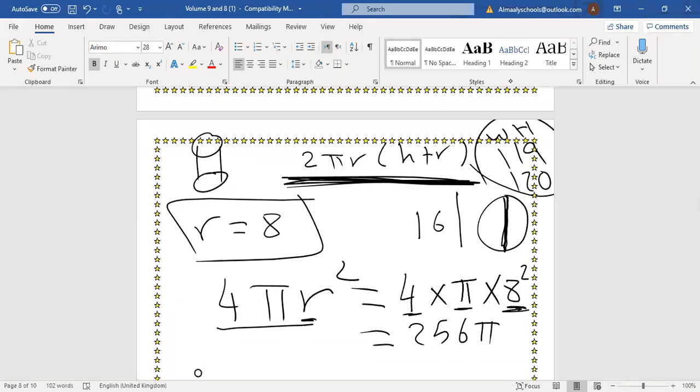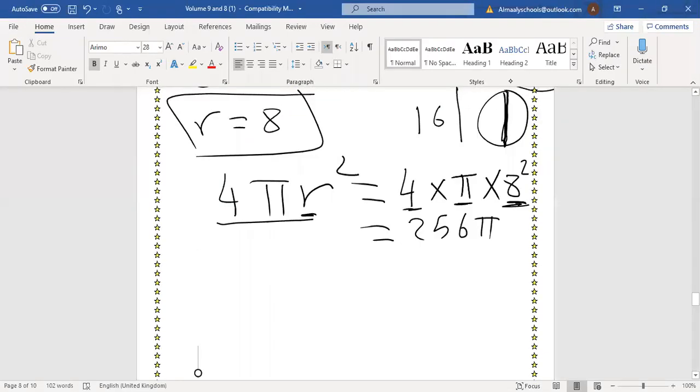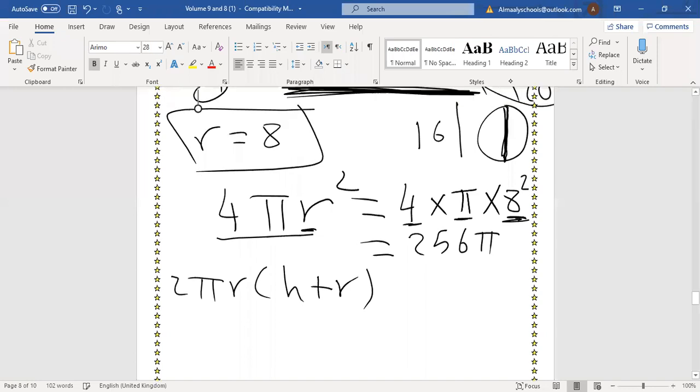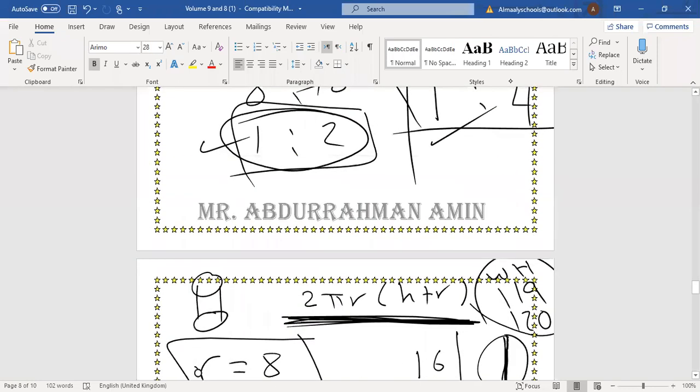He said the two shapes. So now we solved A. To solve B, he said the two solids have the same surface area. So I can write 4 pi R squared equals 2 pi R multiplied by H plus R. Mr. Abdurrahman, what is this? This is the surface area of the cylinder: 2 pi R multiplied by H plus R.